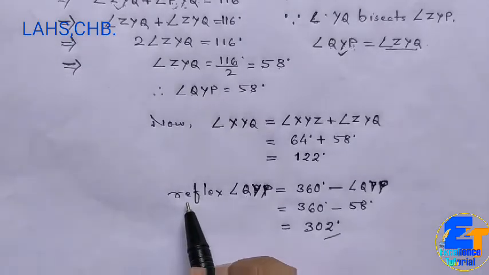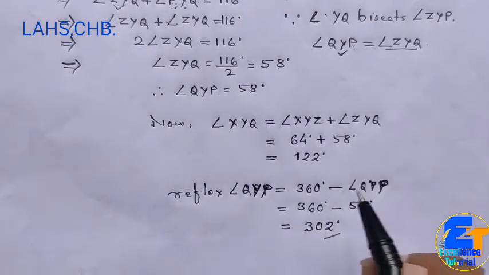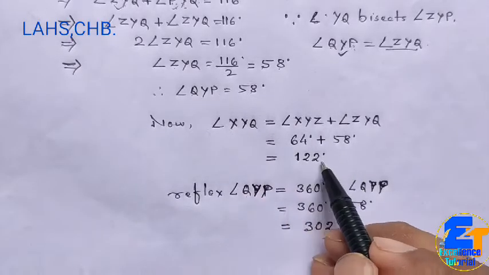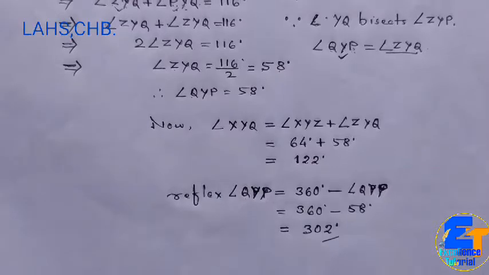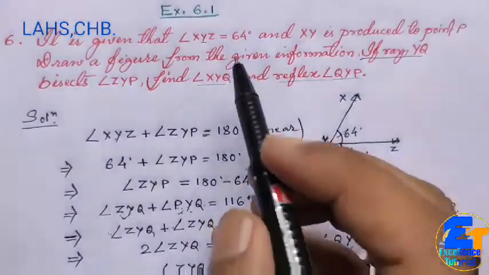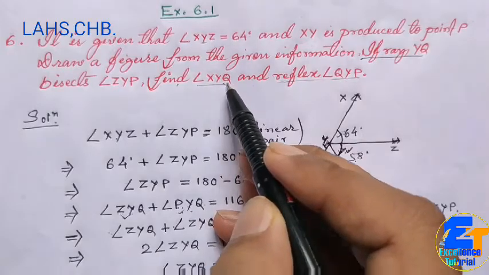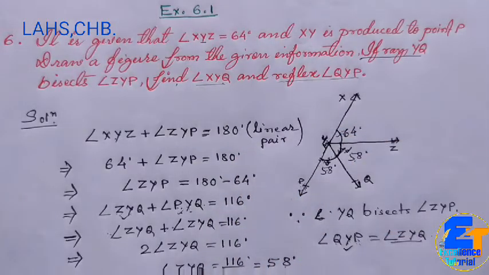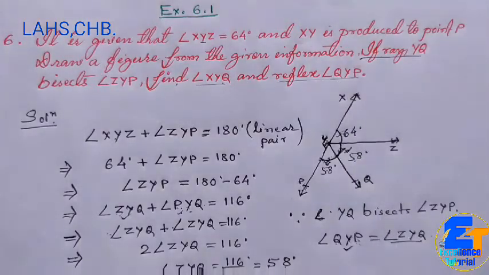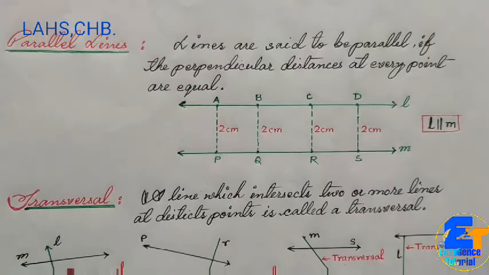So from our calculation we got reflex angle QYP as 302 degrees, and angle XYQ, which was asked to be found in the question, we got as 122 degrees. This is the solution of question number 6 of exercise 6.1.